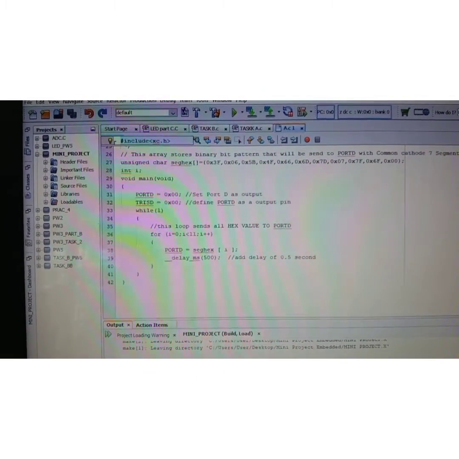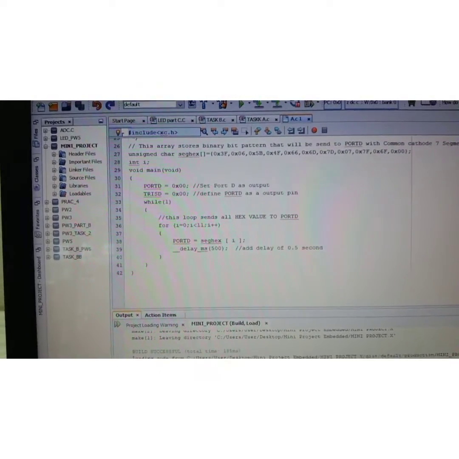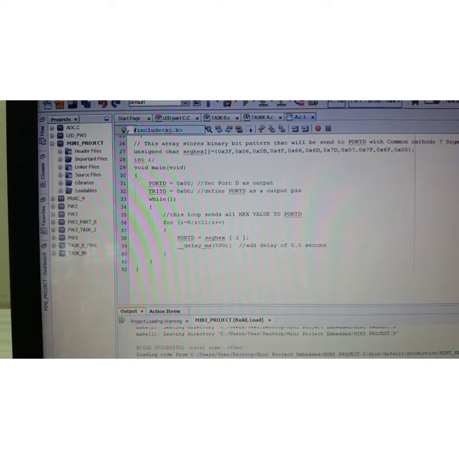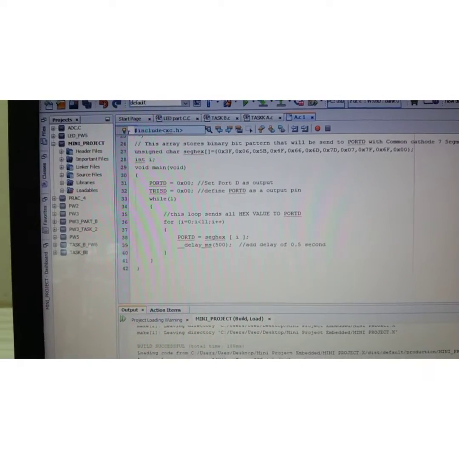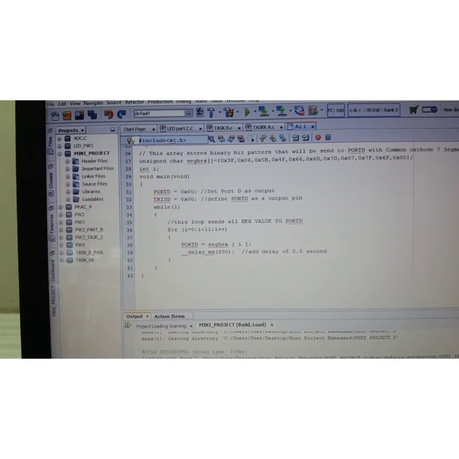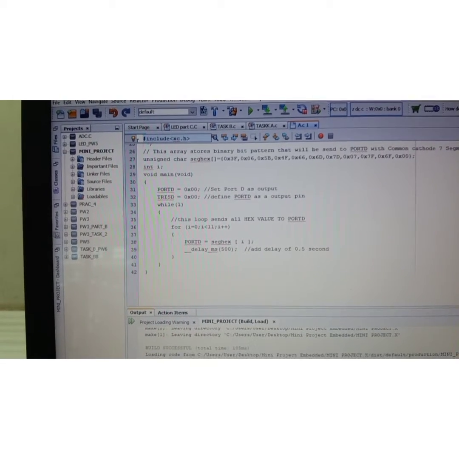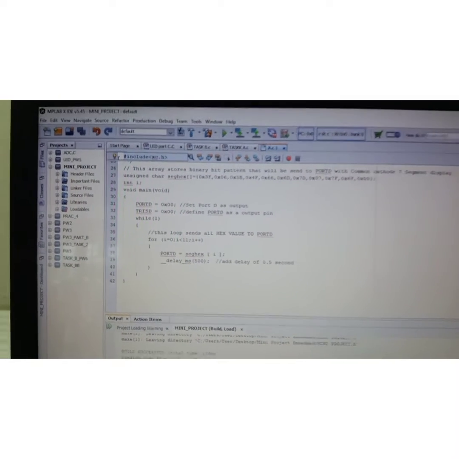The loop sends all the hex values to port D for i equals 0 onward, PORTD = sec[i], with a delay of 500 ms, which is 0.5 seconds. That's all for our coding.